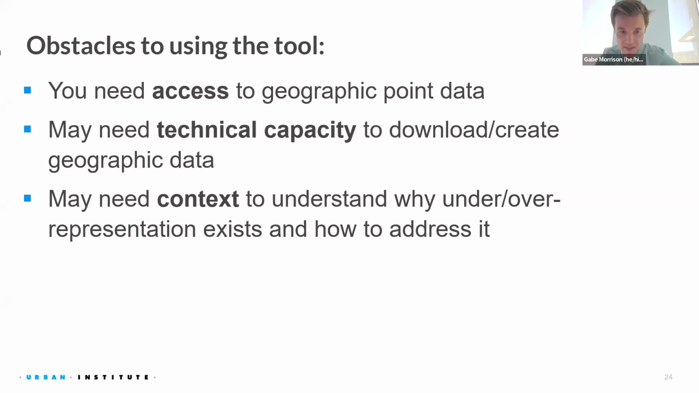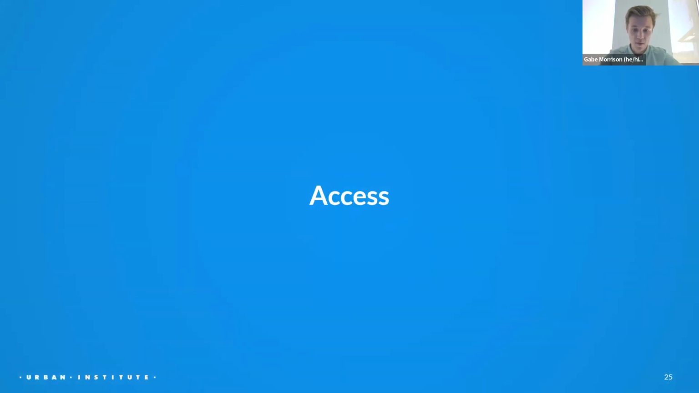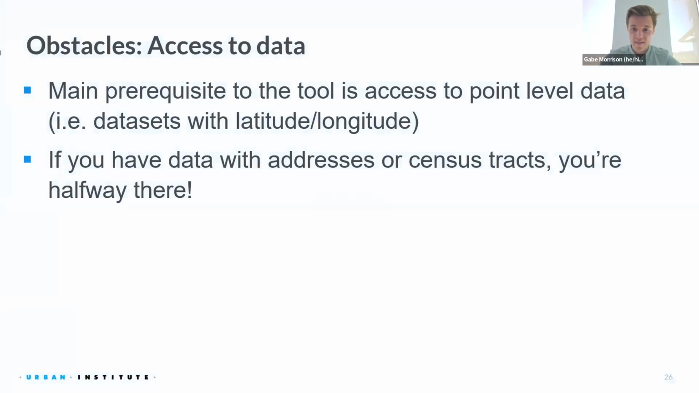And then lastly, on a different note, you're going to need context to understand why over and underrepresentation exists and how to address it. And I think that's some of the skills that y'all are very well equipped to bring to the applications that you'll be using the tool for. Talking in more detail about each of these, there's this first issue of access. As we've said, the main prerequisite is you have to have point level data sets with a latitude and a longitude column. City data portals have this, and many data sets that cities and counties have this data built in. So that's great, but it's definitely a challenge if you don't.